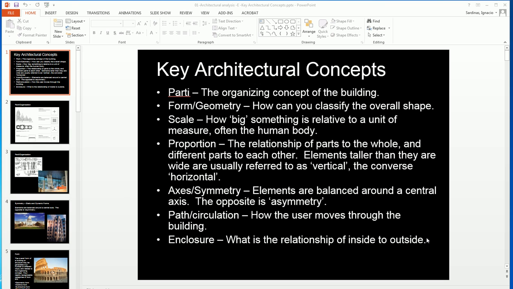And when you look at cathedrals, incidentally, great, the thing just went to sleep. Come on.